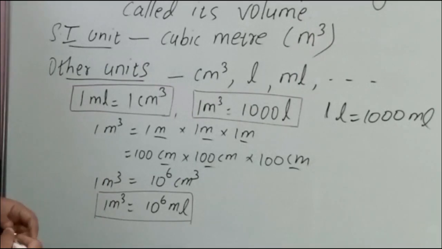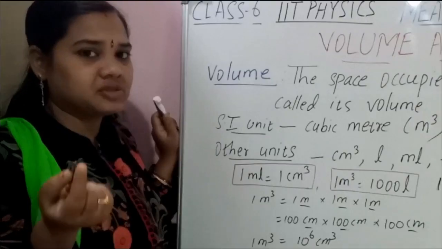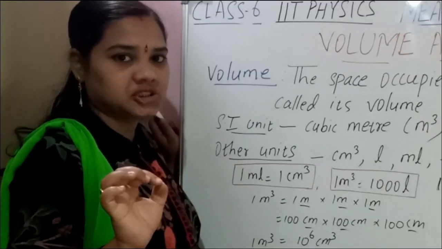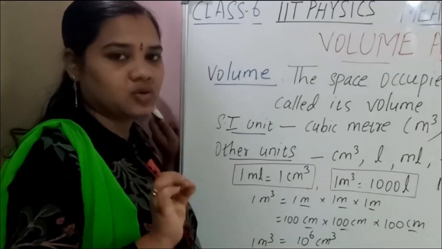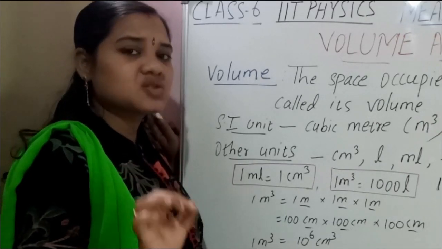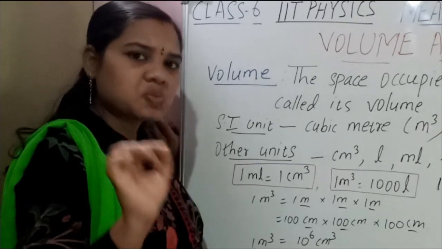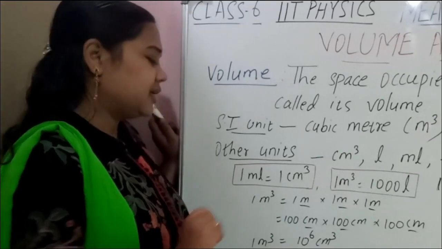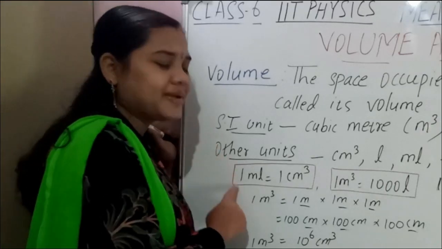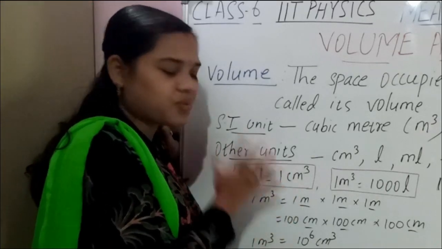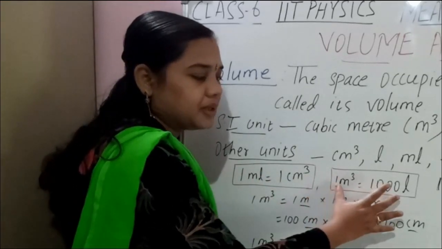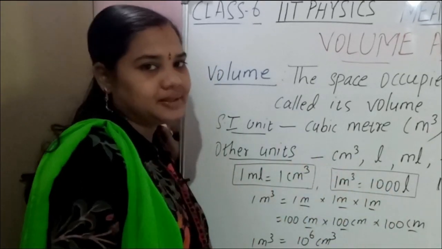Once again you understand. When you see an injection, the description will be there, and cc will be mentioned. How much its liquid volume is will be given in cc. Cc means cubic centimeter. It's a small unit of volume. Clear? So 1 cubic centimeter is equal to 1 milliliter. This is a very important relation you have to remember. 1 cubic meter is equal to 1000 liter.